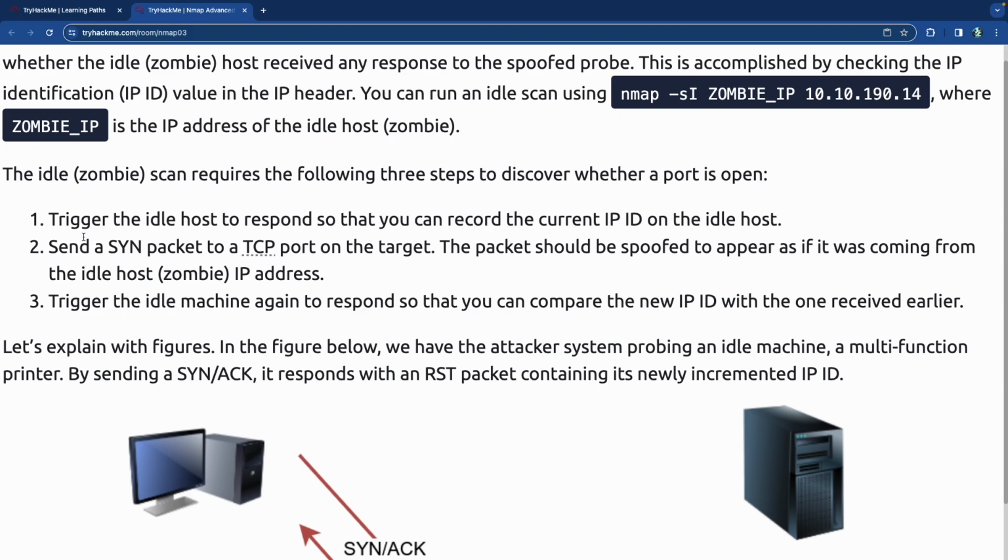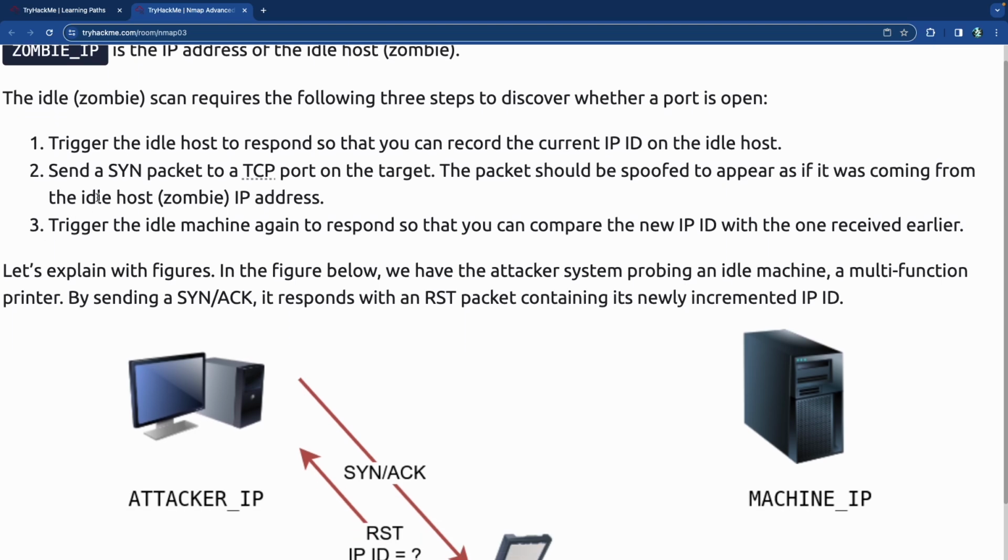So the scan requires the following 3 steps. Trigger the idle host to respond so that you can record the current IP ID, and then send a SYN packet to a TCP port on the target. The packet should be spoofed, so -S, to appear as if coming from the idle zombie's IP address, and then trigger the idle machine again to respond so that you can compare the new IP ID with the one that you received earlier.